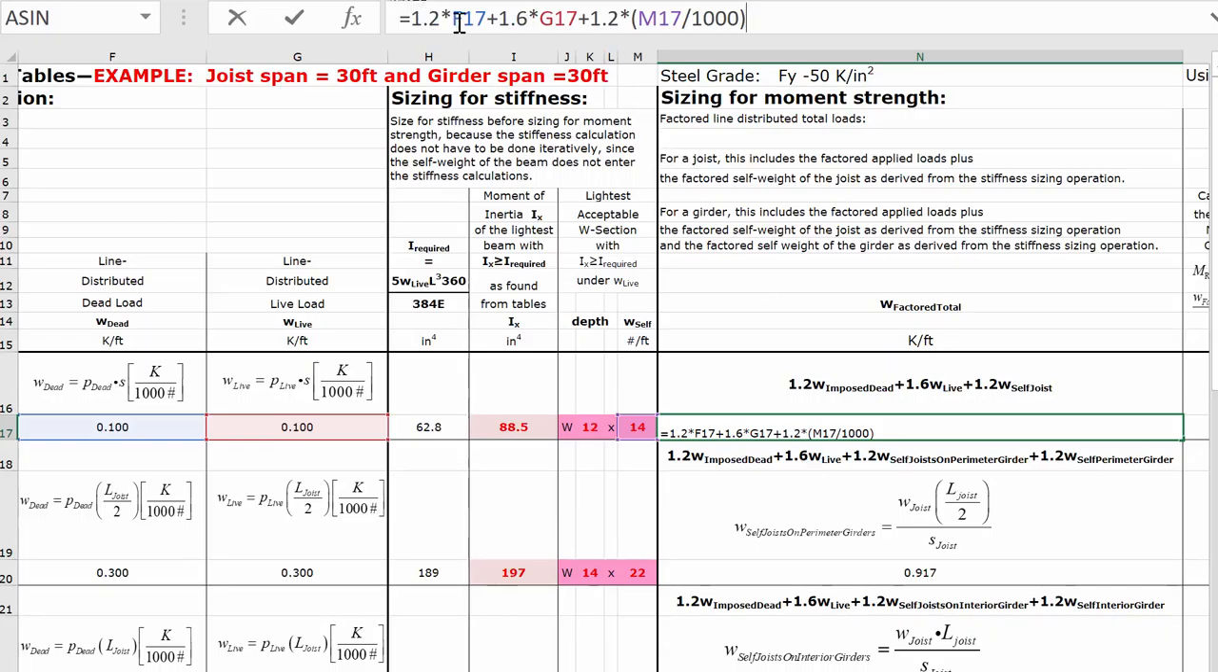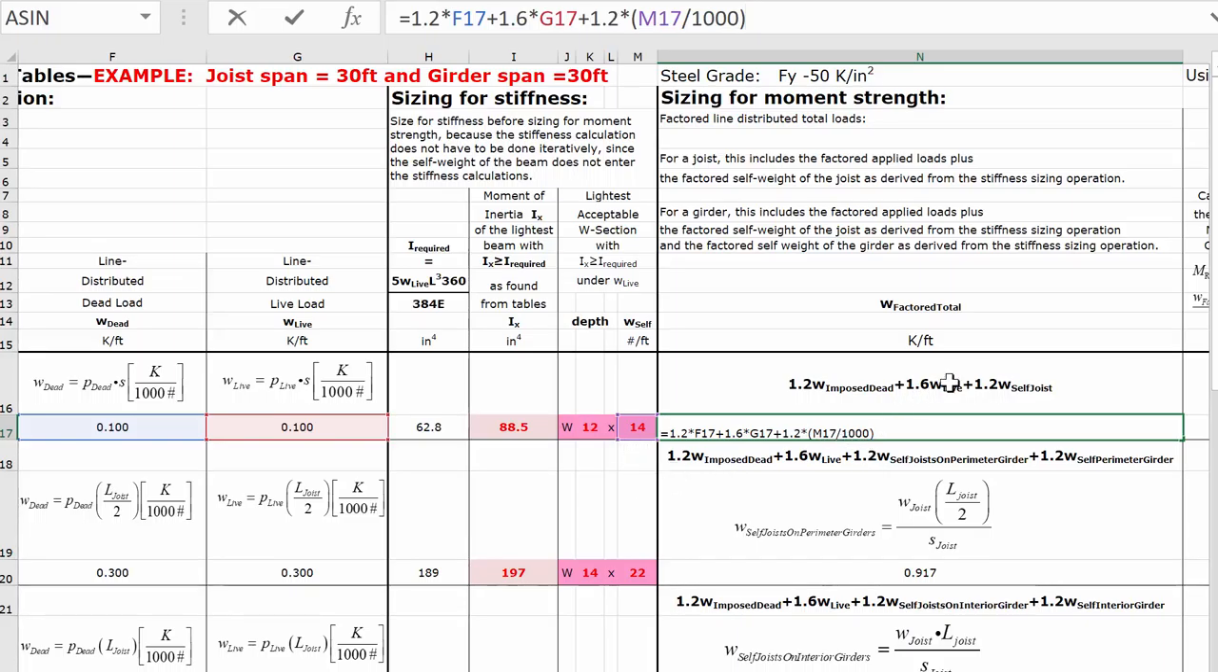So we have 1.2 times F17 plus 1.6 times G17. So this was from the live load, which also was 20 pounds a square foot. And when it's converted to a line distributed load, it ended up being 100 pounds per foot, which converts to 0.1 kips per foot. And then we have 1.2 times this value, which is the weight of the joist that was originally estimated from the sizing for stiffness. And then we have to divide that by 1,000 because this is 14 pounds per foot, and we want to convert that to kips per foot.